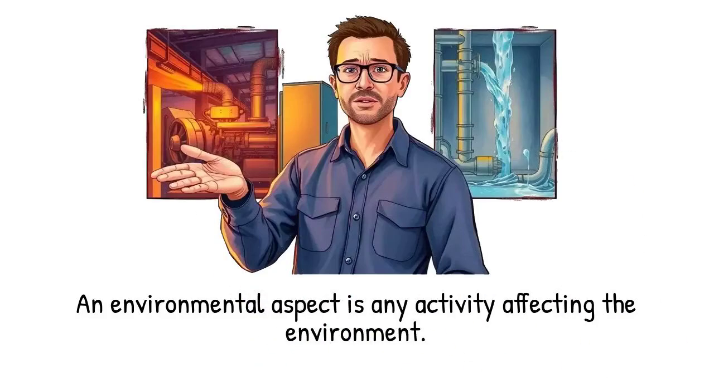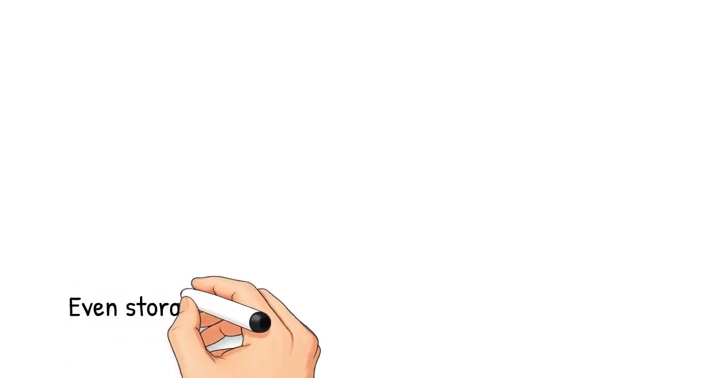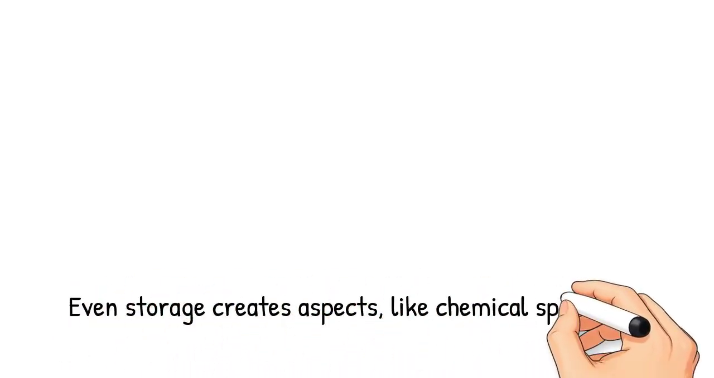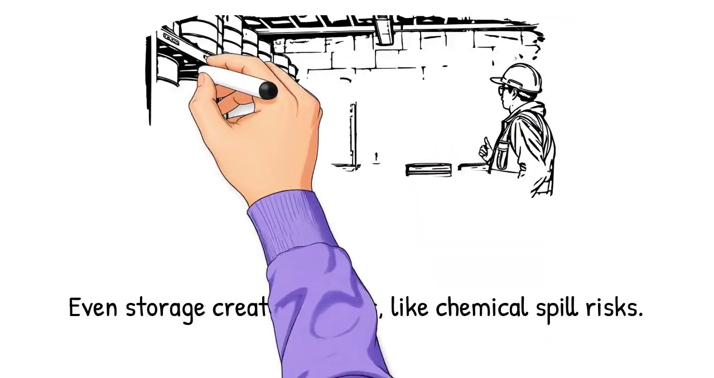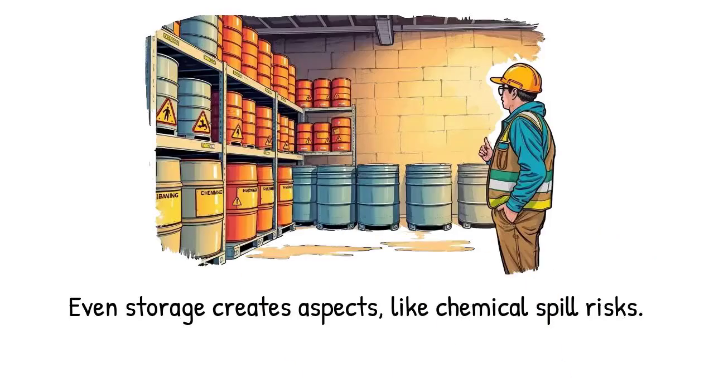For example, running a diesel generator releases emissions. That's an aspect. Using water for cooling consumes a natural resource. That's an aspect. Storing chemicals creates a risk of spills. That's an aspect. Every process, every machine, every movement has at least one environmental aspect.